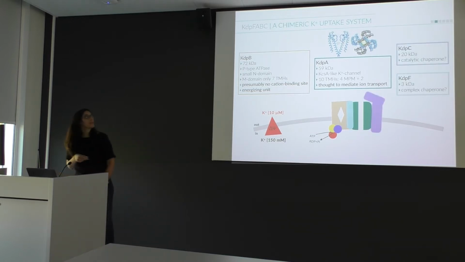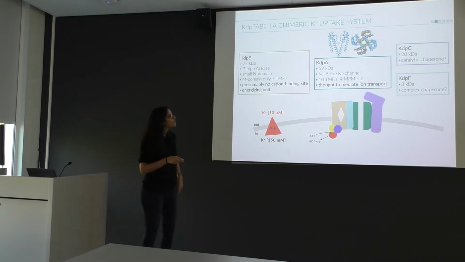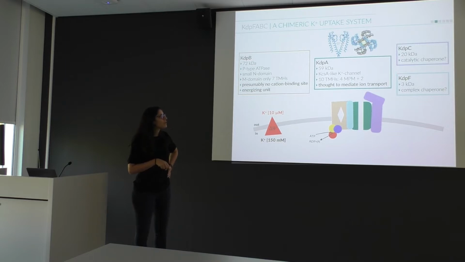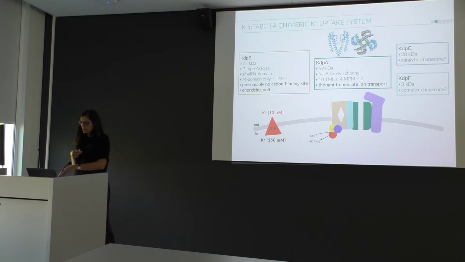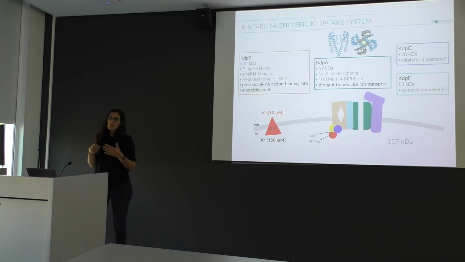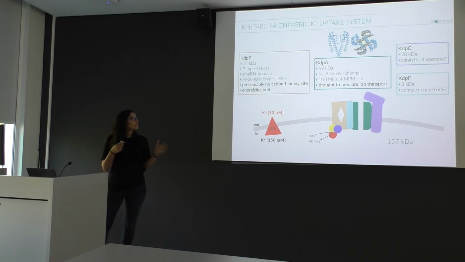But there are, of course, 2 other letters, if you remember. C and F are smaller subunits which all come together. KDPC is pretty small, just one transmembrane helix, but it still has a periplasmic soluble domain. And KDPF is really just one helix in the membrane, and they are rather thought to have more of a chaperone or catalytic chaperone function. Altogether, this is 157 kilodaltons and asymmetric. Nowadays this is not necessarily that big of a challenge for cryo-EM, but it's certainly not an easy target.